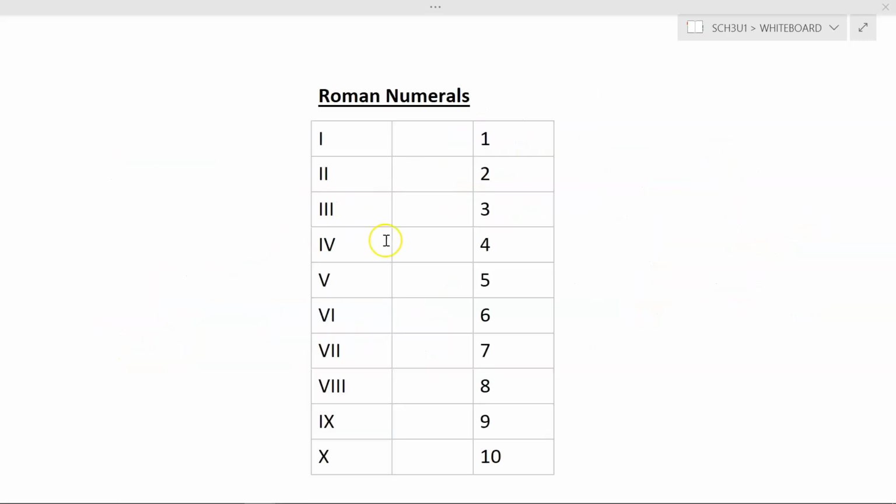Now for this naming system, you do need to know your Roman numerals. So 1 stick is a 1, 2 sticks 2, 3 sticks are 3, but a V represents 5. So 1 stick before the V is a 4, 1 stick after the V is a 6. Now, you really only need to know up to 5 for this course. Past 5 I'm not super concerned about, but just make sure you know the first 5.